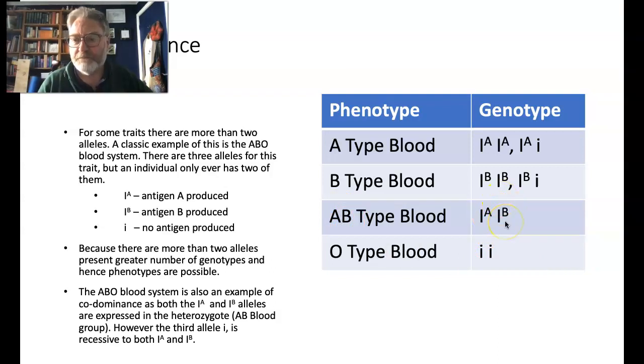And A and B put a protein marker on the surface of the cell. So this is an antigen. So there are no antigens on the O blood. So again, this is what affected the protein.